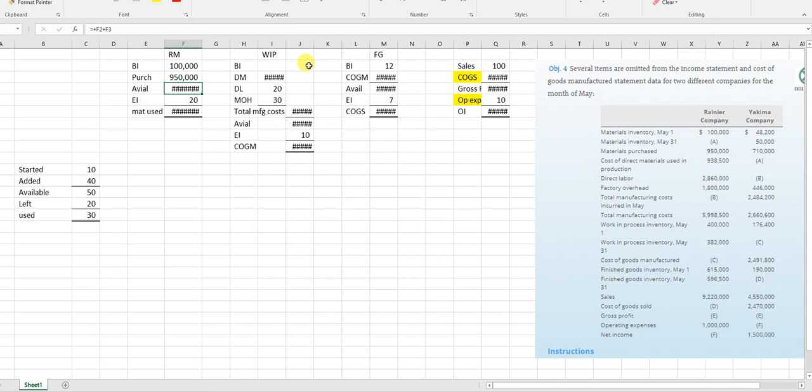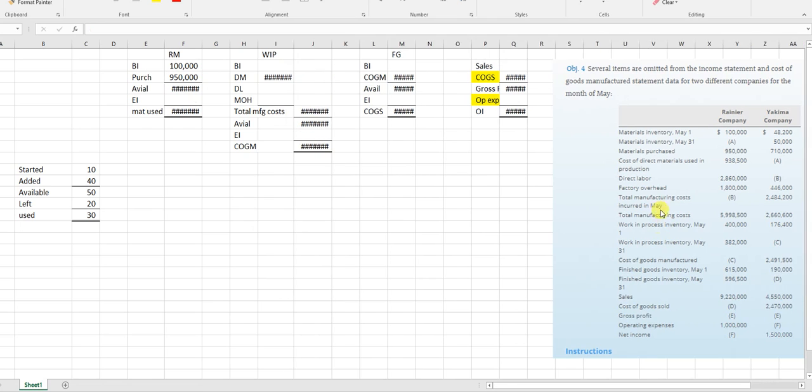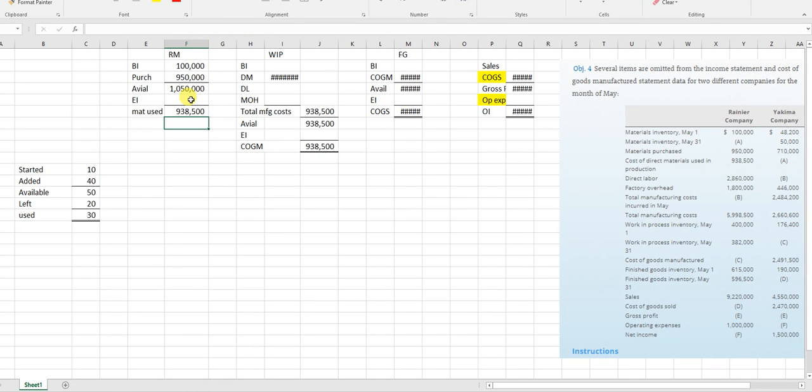I probably should have deleted all these. I'm going to pause it as well. And then I have materials purchase of 950. I have my cost of direct materials used in production of 938,500. So I know that this one is 938,500. So now I can back into what my ending inventory is. So I have available of 1,050,000. I subtract my ending inventory, and I know that I used this.